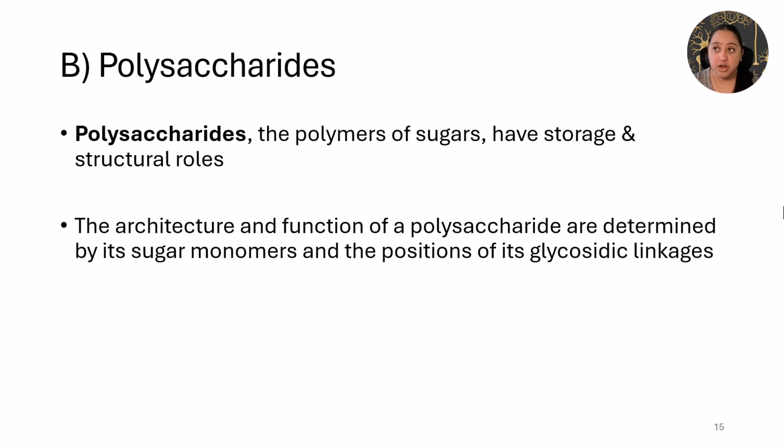And so the architecture or the structure and the function of a polysaccharide are determined by its monomers, what sugars are there making up this huge thing, this polysaccharide. And then also by the positions of those glycosidic linkages.